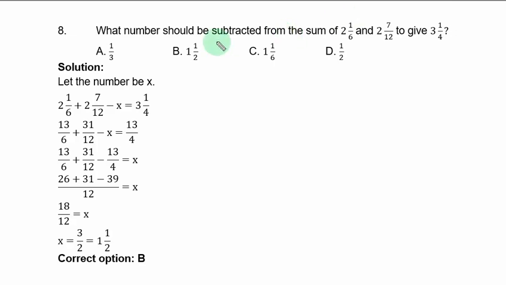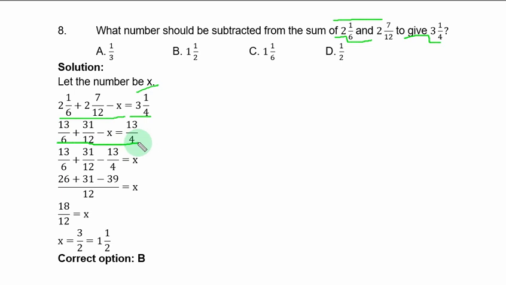Question 8. What number should be subtracted from the sum of 2 1/6 and 2 7/12 to give 3 1/4? Let that number be S. So the first two fractions, if you add them together and subtract S from it, it is equal to the third fraction. If you convert the mixed fractions to improper fractions, you have this result.